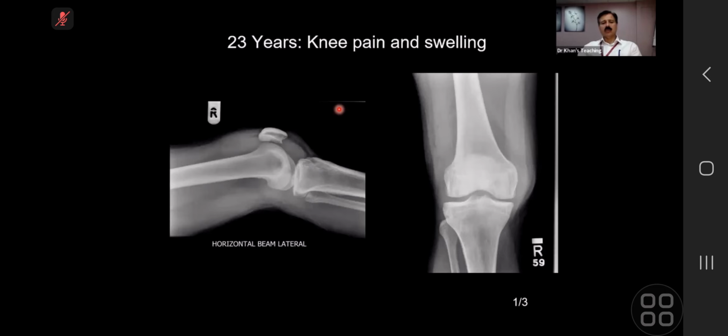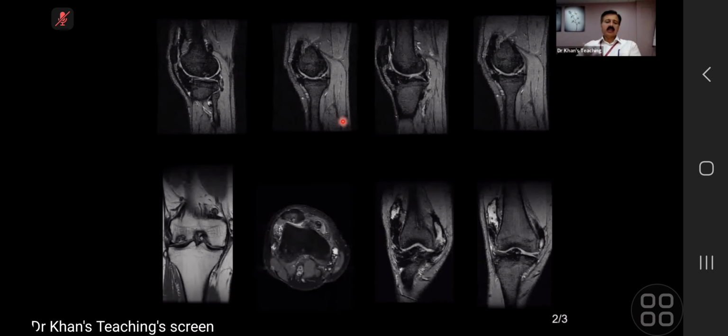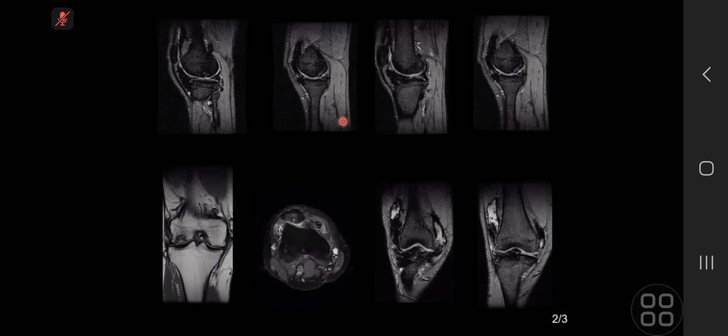There is no history of trauma. Young patient, what should be done? PVNS should be in the differential diagnosis. And then comes this MR. What is your finding? Just one big finding I want you to tell me because of the time factor. There's low signal synovial proliferation.